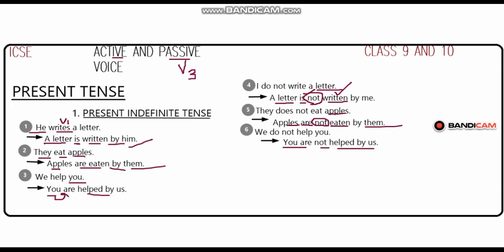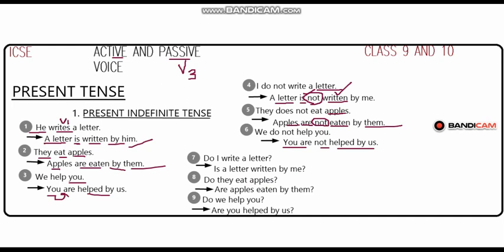Now let's see these three sentences in the interrogative form. Our first sentence is: do I write a letter. What we are going to do is, we know that the object will come in the place of the subject. So our letter, which is singular, so is will come, so at the starting, in place of do we write is. Then we write our letter the same, write its third form, and by me, and a question mark will come. Okay, is it clear to you?